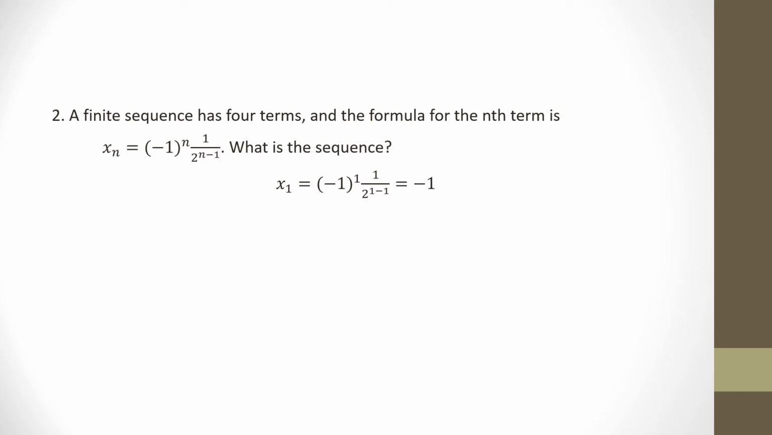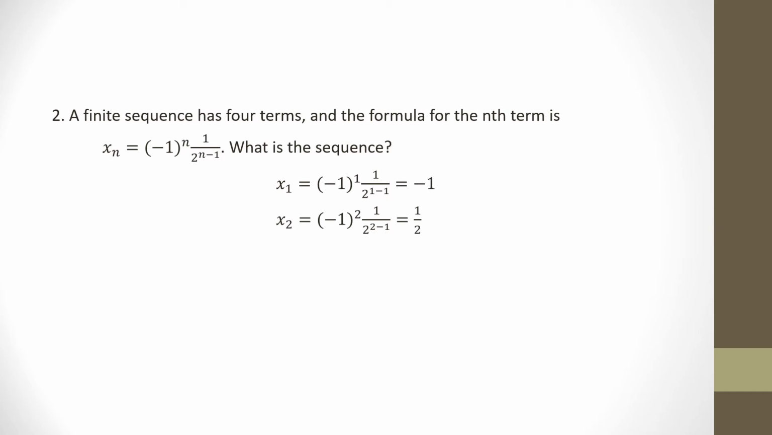Dapat alam nyo na to na 1 over 2 raised to 0, any number raised to 0 is 1. So, 1 divided by 1 is 1. And then, negative 1 raised to 1 is negative 1. Negative 1 times 1 is negative 1. Okay? So, next, x sub 2 is equal to negative 1 raised to 2 times 1 over 2 raised to 2 minus 1.